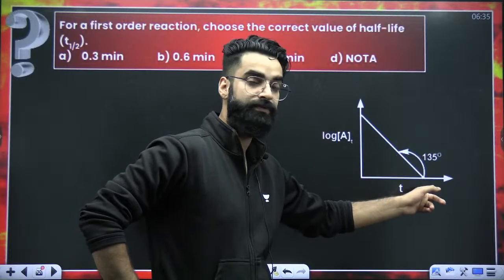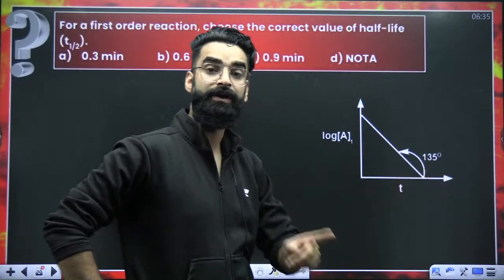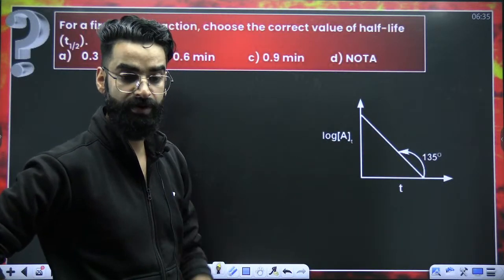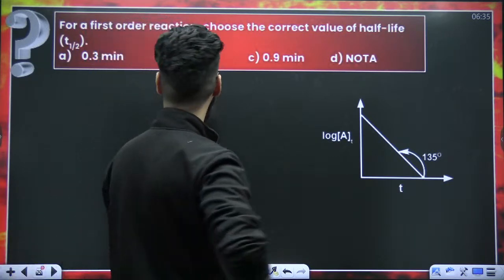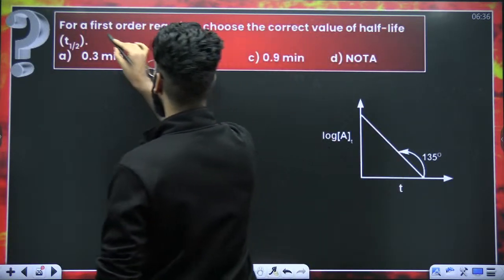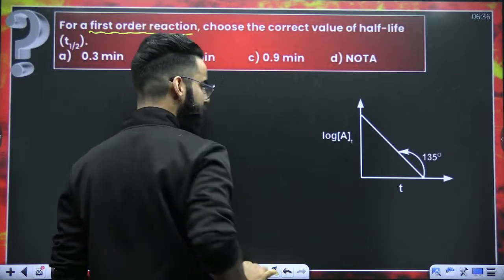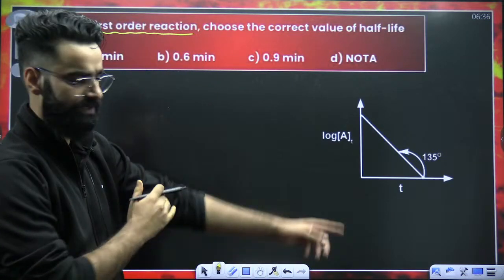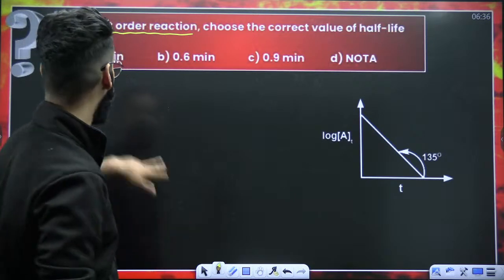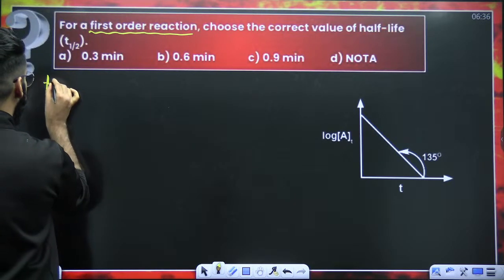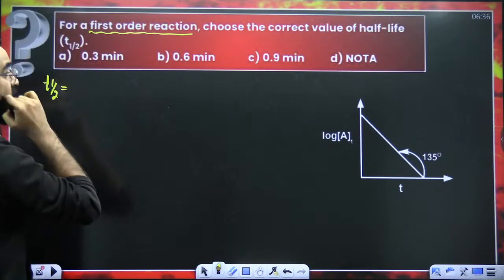This particular graph, a straight line with a negative slope, is valid for which reaction, zero order or first order? It is valid for first order. It's also mentioned in the question that the reaction is first order, whose graph is given. What do I need to calculate? I need to get the half-life. What is half-life all about?